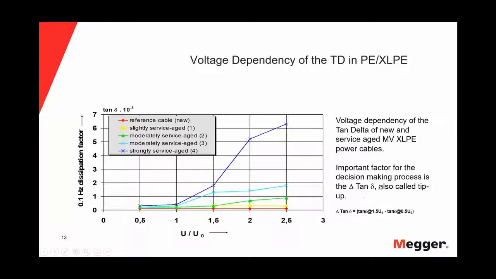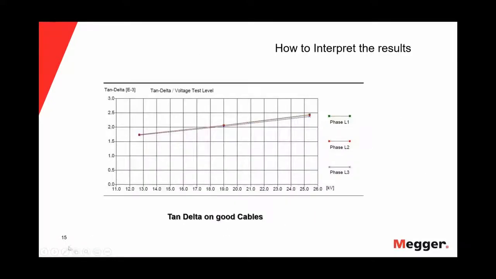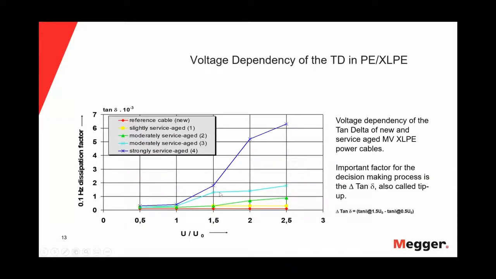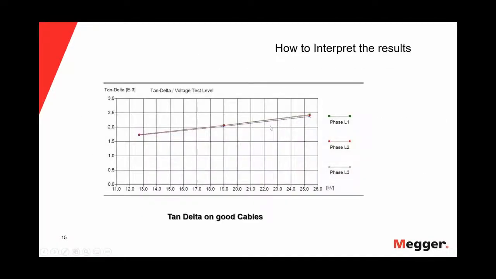An important factor for the decision-making process is the tan delta, also called tip-up. If you look here at 1.5 times of this aged cable, you can see a dramatic jump up from the new to the moderate to the service aged to the slightly. And this is where the values come into play. So there we go. How to interpret results.